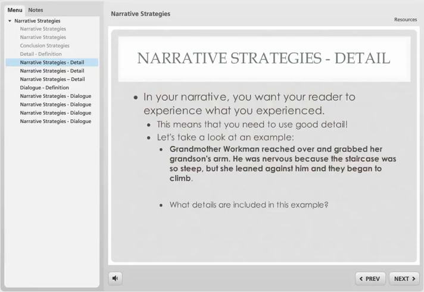As we see here, Grandmother Workman reached over and grabbed her grandson's arm. He was nervous because the staircase was so steep, but she leaned against him and they began to climb. From this passage, what details are included? What do we know about Grandmother Workman? What do we know about her grandson? Can you picture the scene that's in front of you?